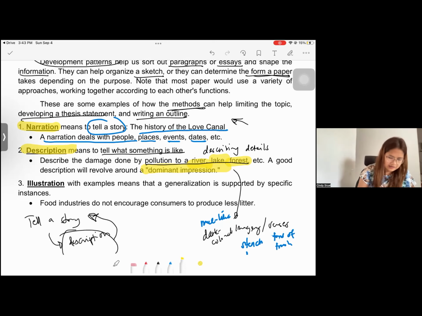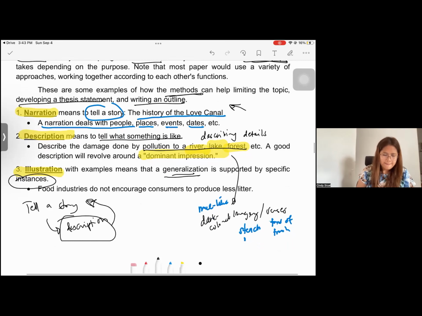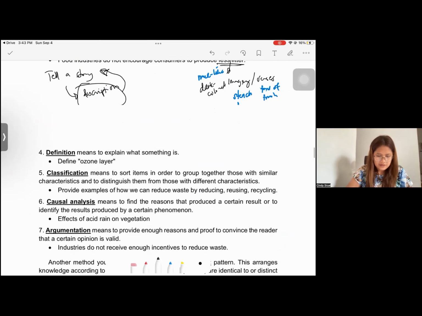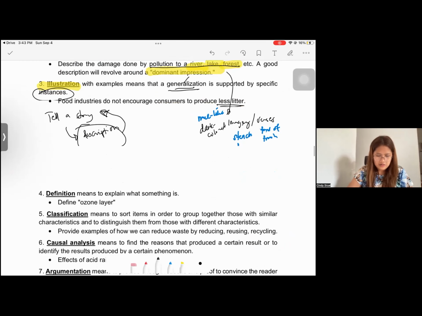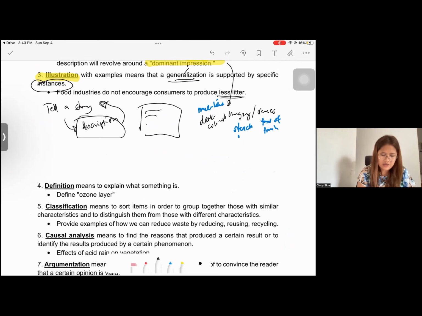Okay? Then let's have illustration. With examples means that a generalization is supported by specific instances. Example, food industries do not encourage consumers to produce less litter. Okay, so you have a generalization backed up with specific contexts or specific statements. So next, when you illustrate, you have this idea and then you give specific examples.